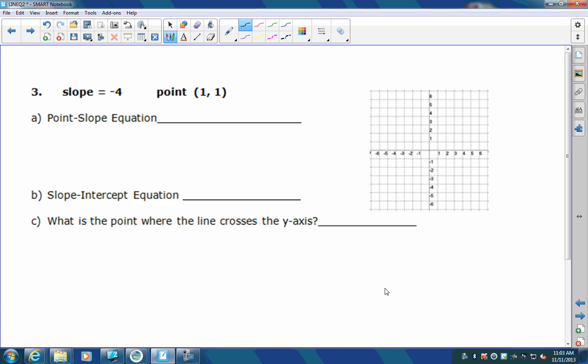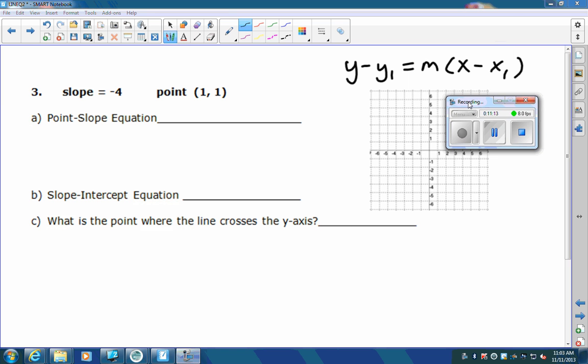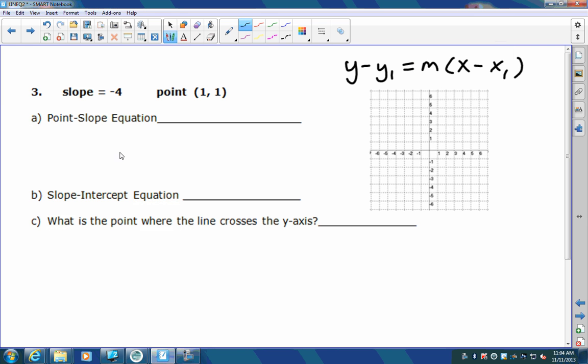Try and do number 3. Try and write it in point slope equation. Don't try and move it around until we come back and check just that point right there, point slope. So we've got y minus y1 equals m times x minus x1. So try and write that now. Okay, so just writing it in point slope form. You have y minus y1, which is 1, equals m, the slope, -4 times x minus x1, which is 1 again. That's what you should have gotten.